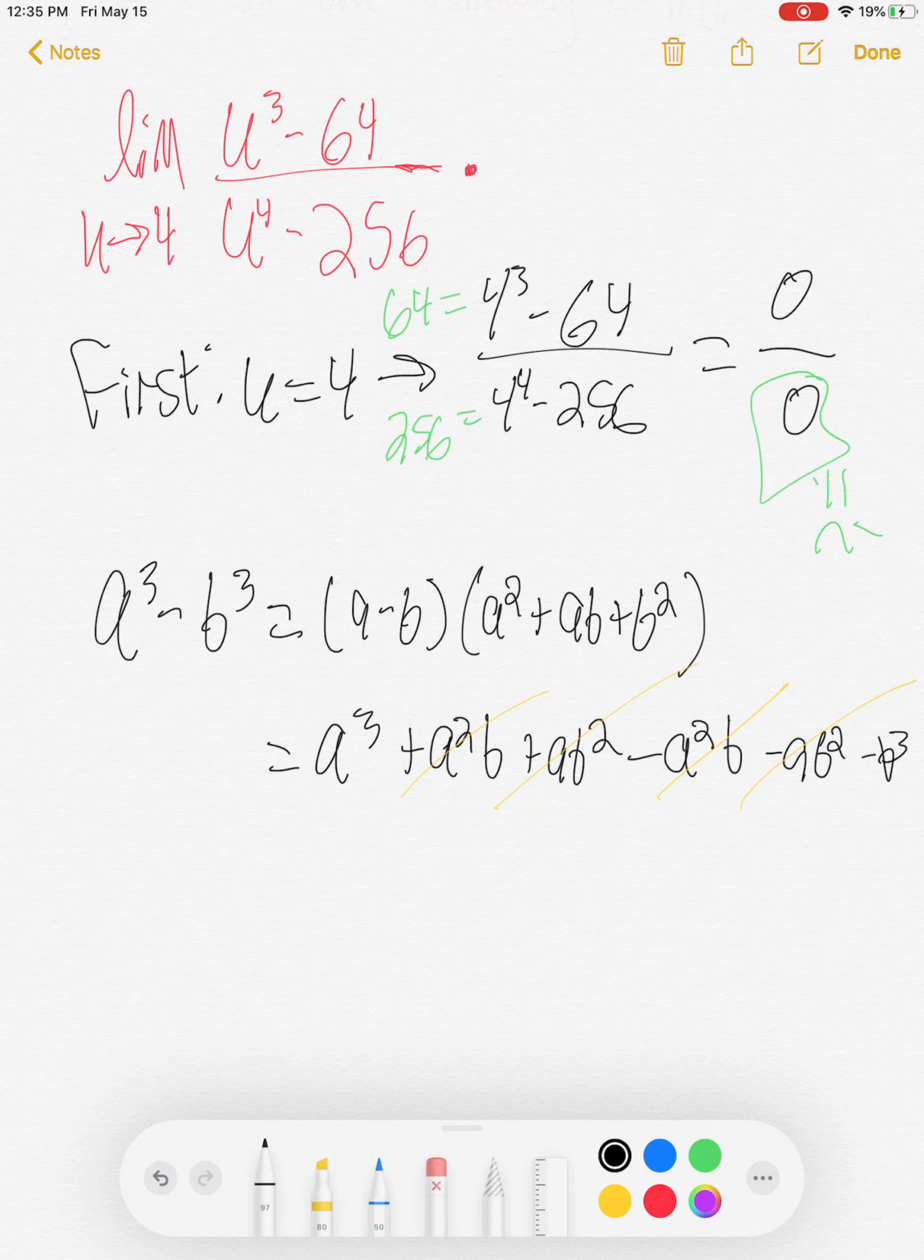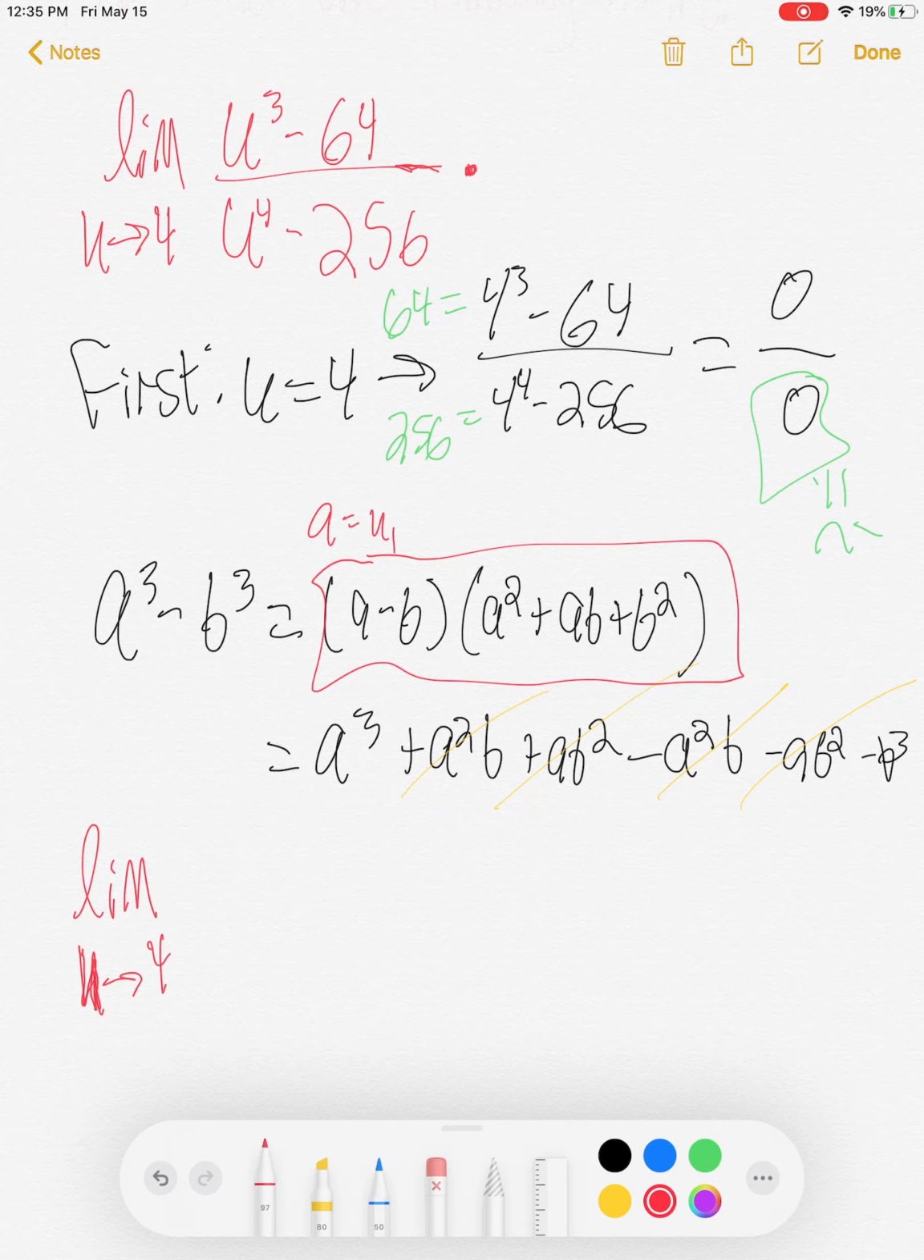In any case, let's go ahead and return to our problem. So now, limit as u approaches 4, well, I can rewrite the numerator. I can factor that numerator as we see here. And in this case, a is u and b is 4. So my numerator is now u minus 4 times u squared plus 4u plus 16.